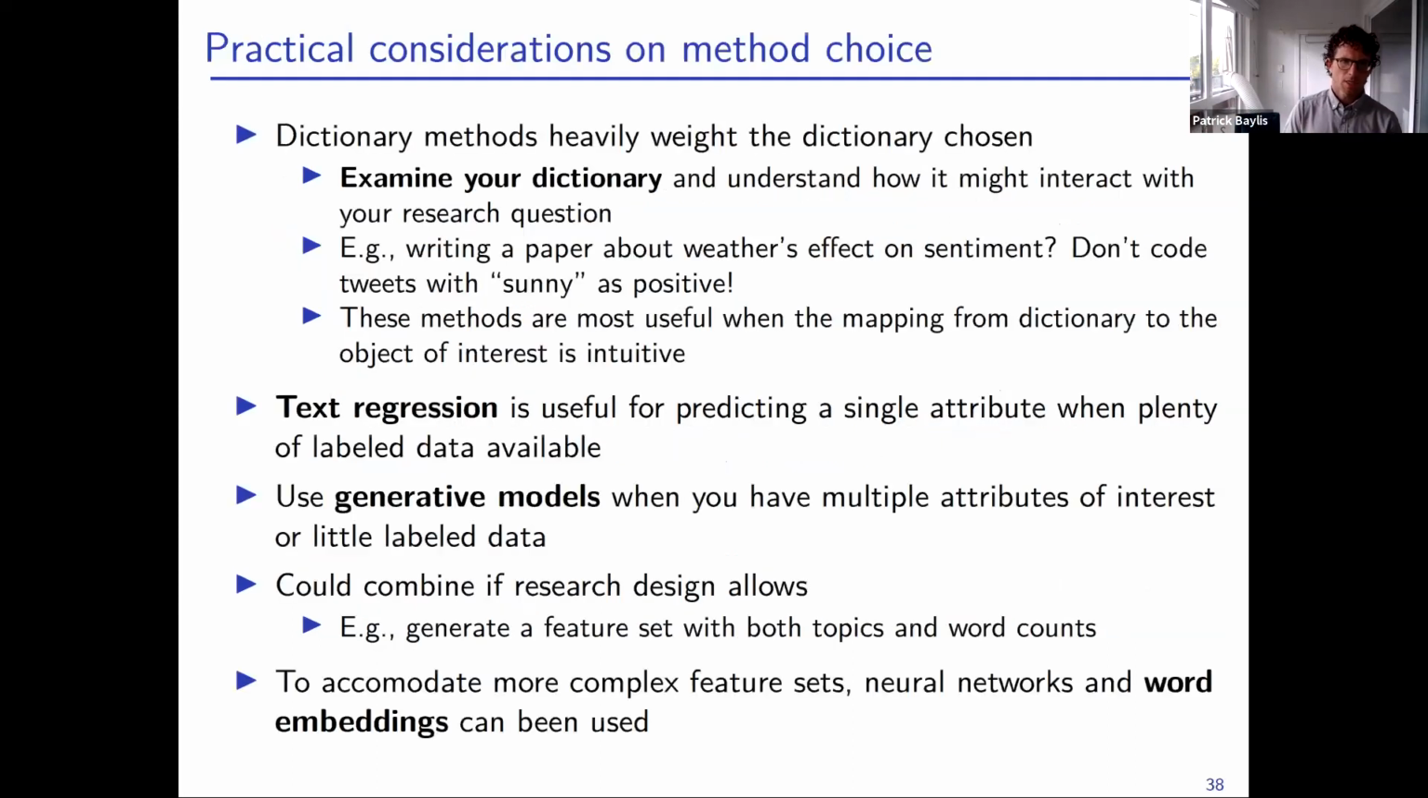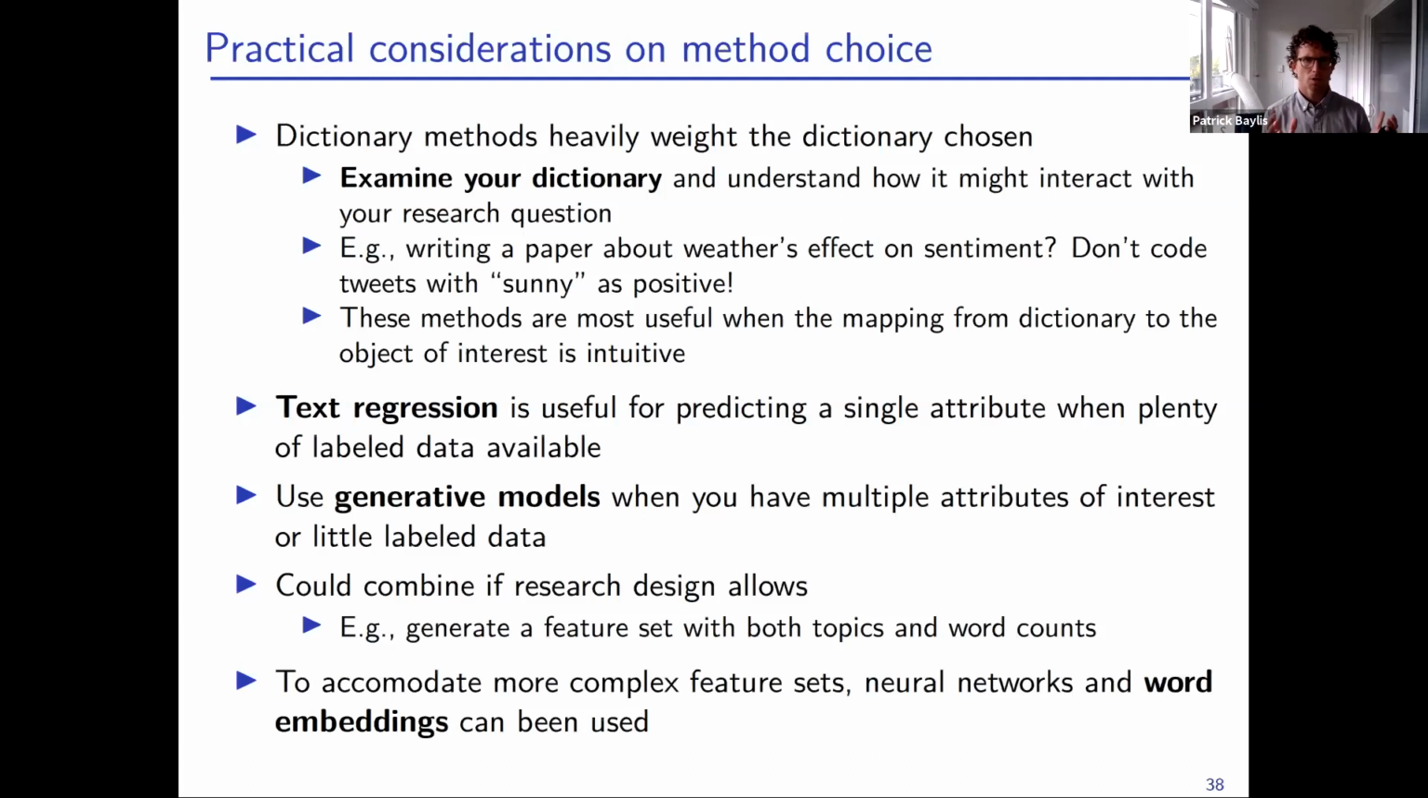So practically speaking, thoughts on using these methods. If you're using a dictionary method, I think it makes a lot of sense to examine the dictionary and understand how it interacts with your research question. One that was relevant for me: if you're writing a paper on the weather's effect on emotional state, on sentiment, you don't want to code tweets that include the word sunny as positive. So you want to take sunny out of your dictionary or just throw out those tweets entirely.